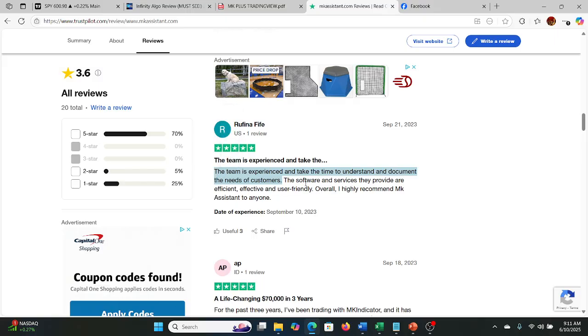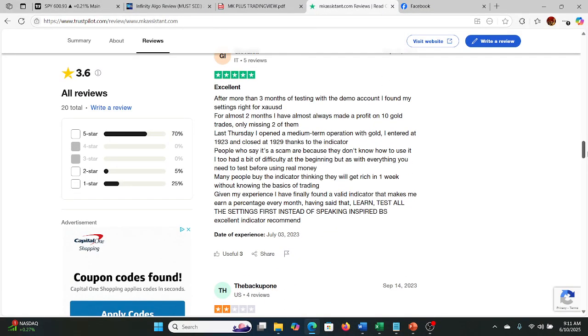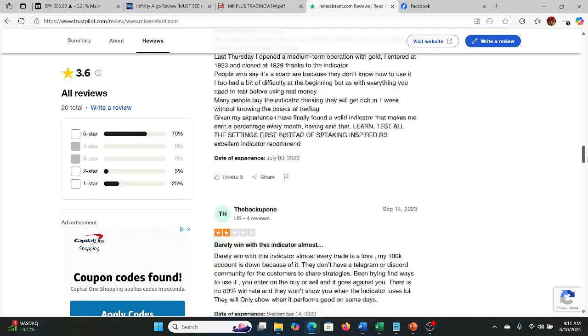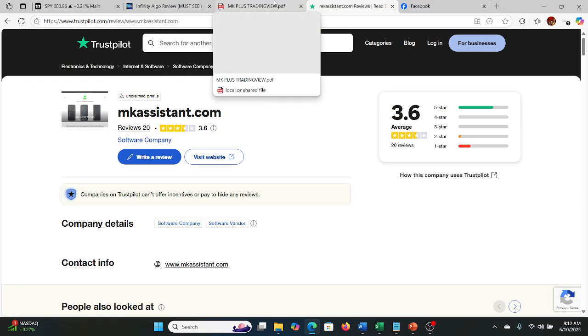There's no real support. There's not even a Discord or anything at all. It's definitely not efficient and effective and user friendly. I highly recommend. This may not be a fake 5 star review, but it might be. And so it's definitely polarizing. A lot of people saying it's amazing, but then some people saying it's really bad. So I don't know.